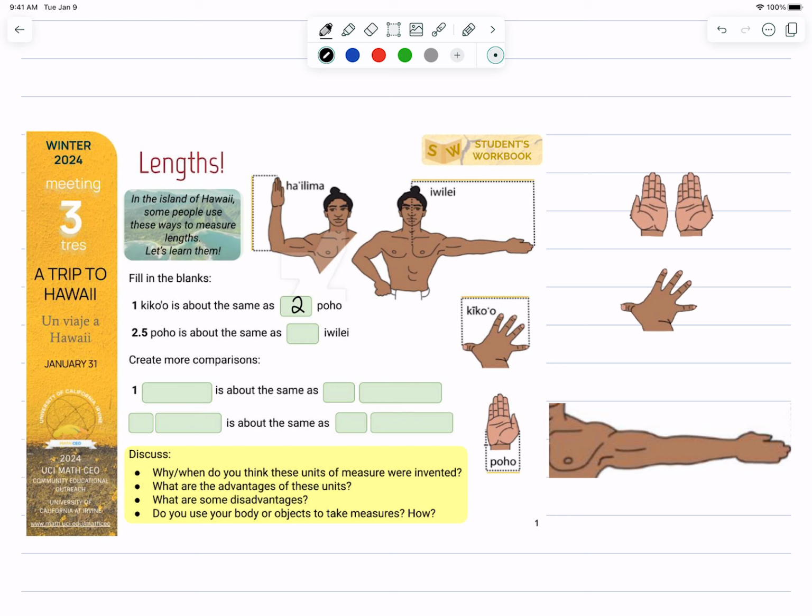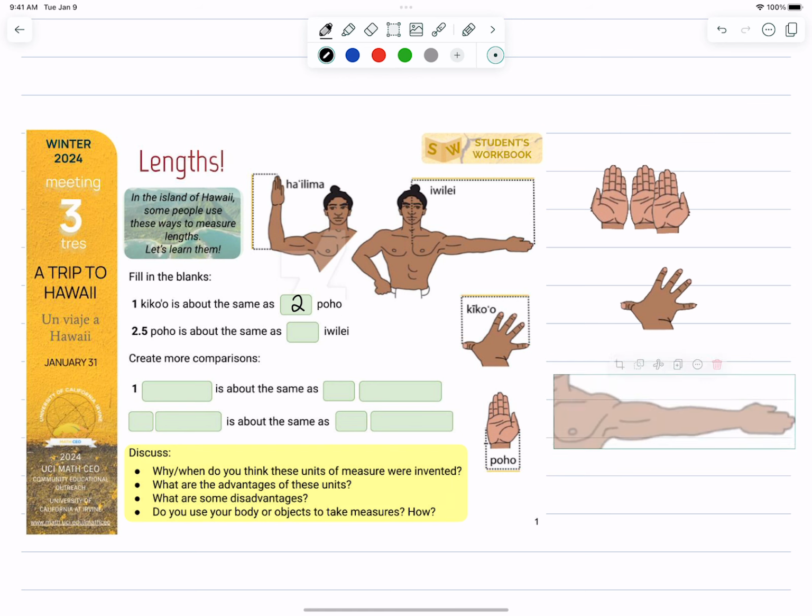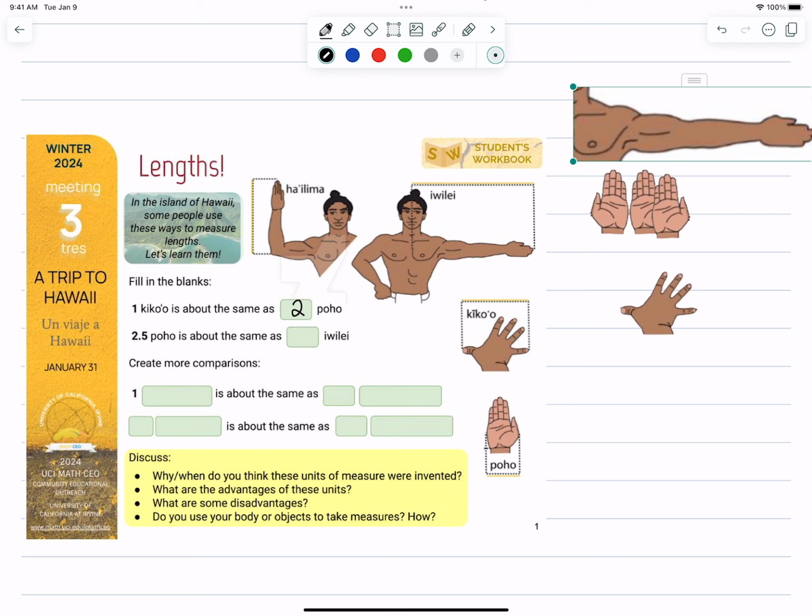And so you do kind of the same thing. And then you say, okay, so 2.5 poho. So we're going to need two people for this one. You're going to get two and a half hands out. And then one iwile, right, is this length. And you're just going to have people measure, well, about how much does that look? Maybe it's about a third. Feel free to estimate about these numbers. They're really meant to be playful and really feeling the math through these.